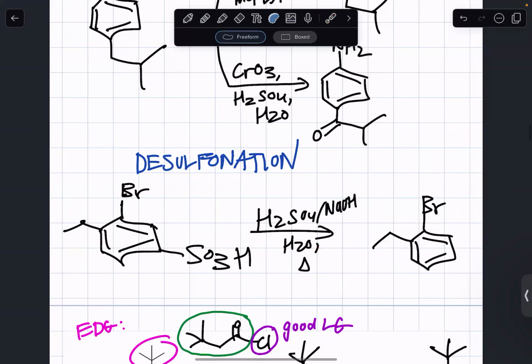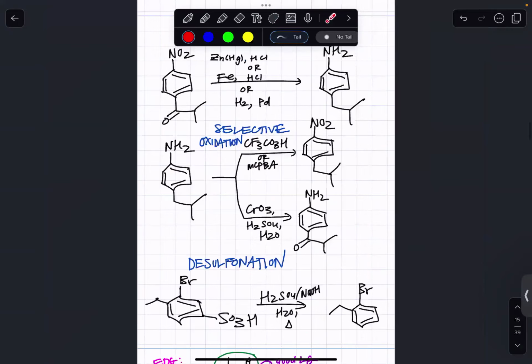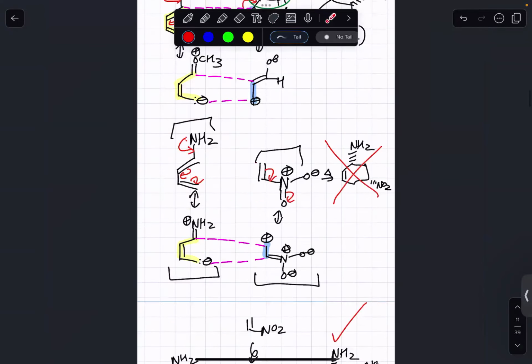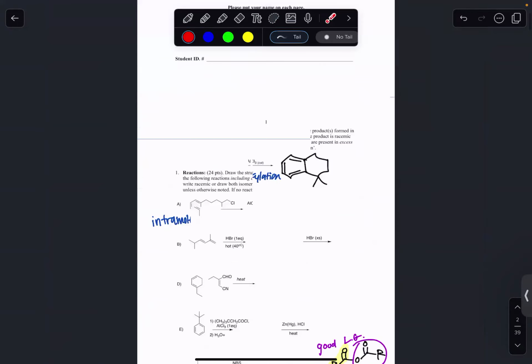Okay. And then tomorrow night, we'll probably go over synthesis problems and the vocab section. But today, I want to get down the reactions and mechanism. Okay, let's move on to the next one.